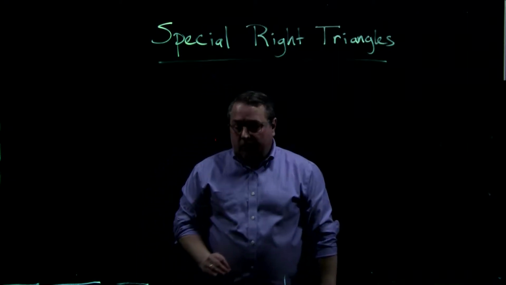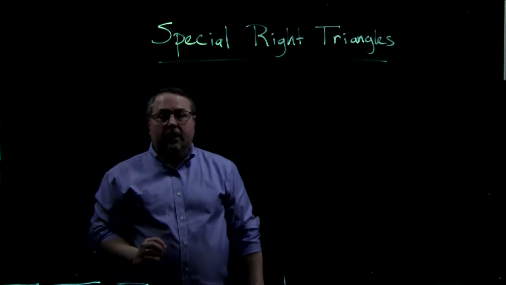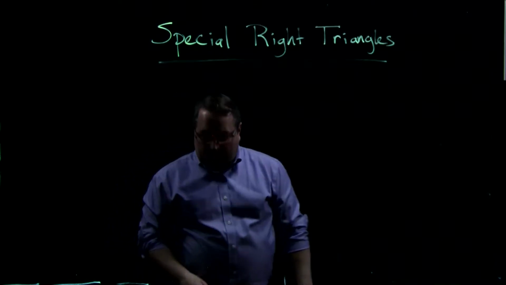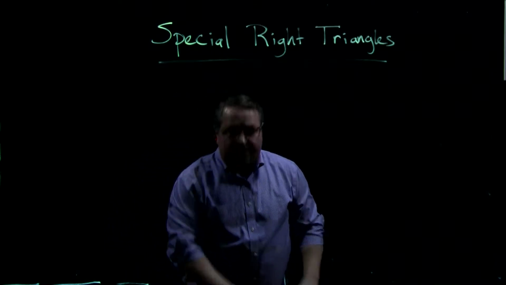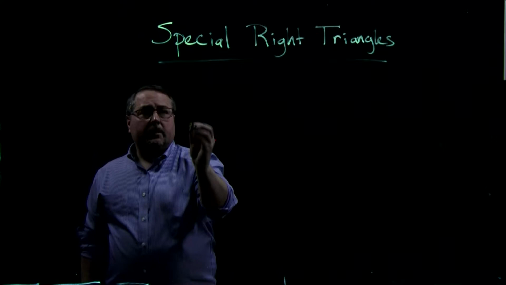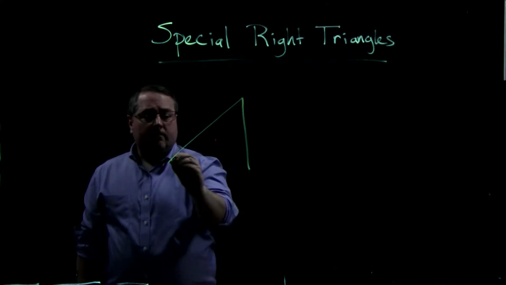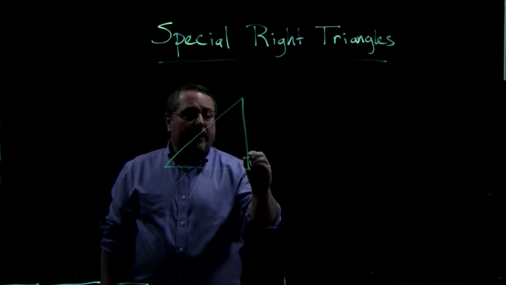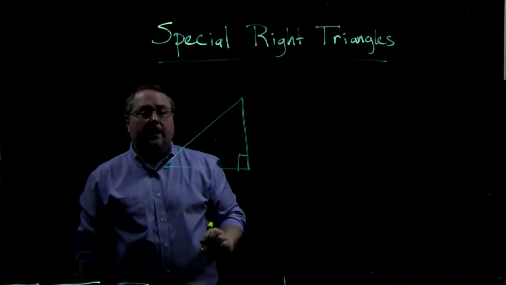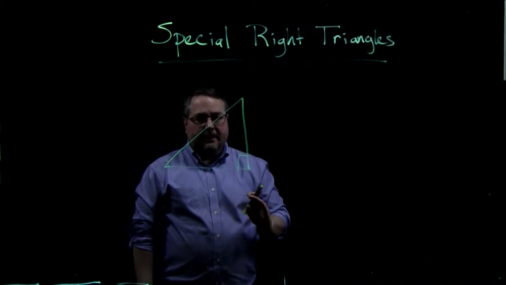Now the other big tool that we have that allows us to do trigonometry with right triangles are our two special right triangles. So in trigonometry, there are two triangles that have special significance.